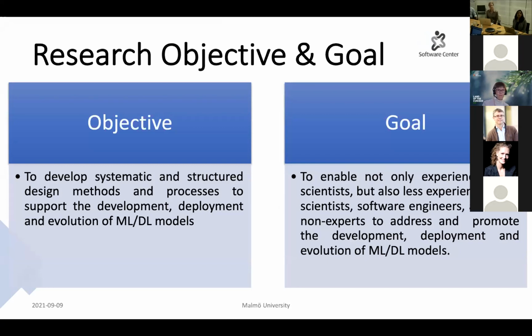In order to tackle these two problems, we set our research objective and goal as follows. As I already mentioned, in software engineering there are lots of systematic and structured design methods and processes to support development, but this is not the case for machine learning and deep learning. So we already developed some systematic and structured design methods and processes to support the development, deployment, and evolution of machine learning and deep learning models. And the goal is to enable not only experienced practitioners, but also less experienced ones.